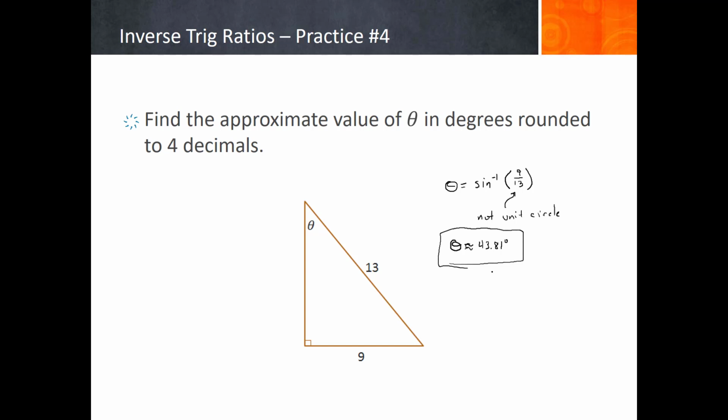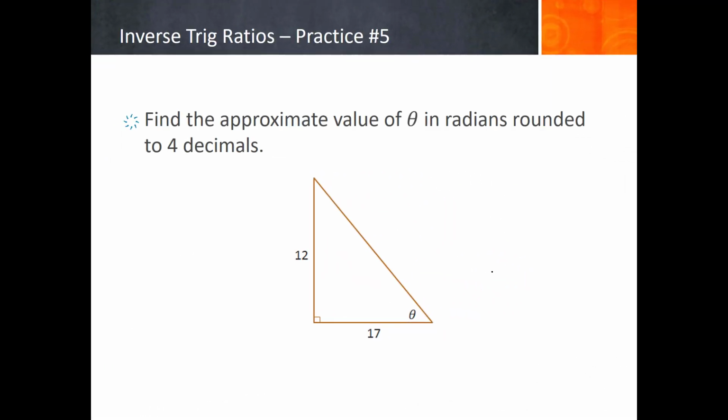All right, let's look at one more example. Again, we want to find an approximate value for our angle. It's an acute angle in a right triangle. We have an opposite side of length 12 and an adjacent side of length 17. So opposite and adjacent is tangent. We know theta has to equal the inverse tangent of 12/17. Again, 12/17 is not a unit circle value, so we're going to have to use our calculator.